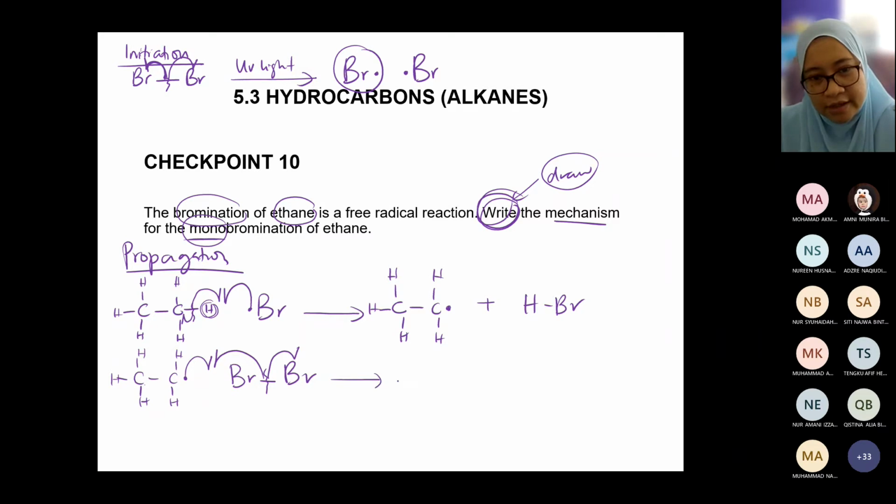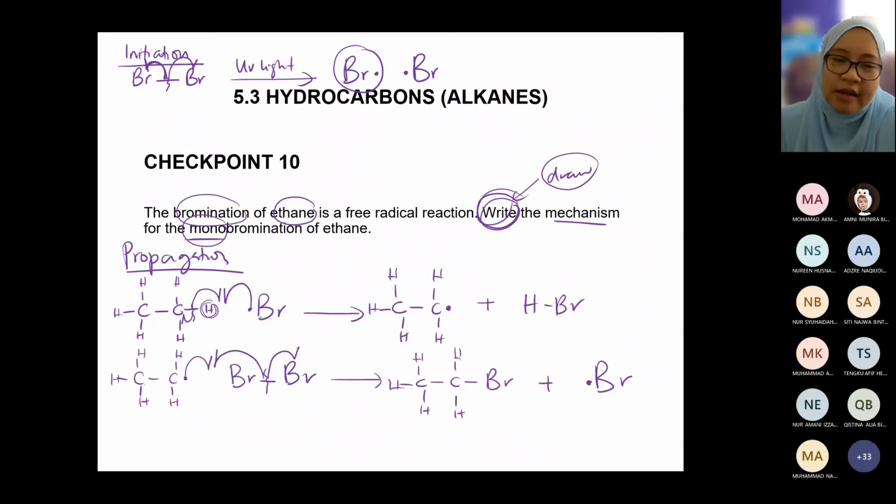Okay, right, so this is the mono substitution of bromine into ethane. Okay, and don't forget the free radical produced from this attack. So dah dia kata mono kan, nak sekali kan. So satu lah dah ganti kat situ. Sekali penggantian. Nak masuk lagi sekali, then another 2 steps of this propagation.